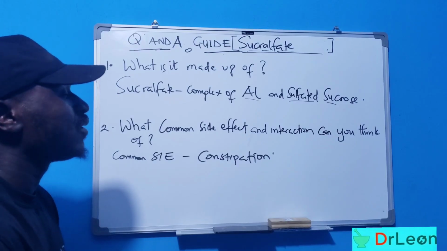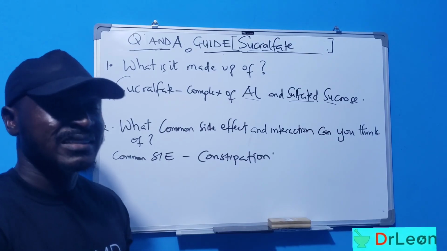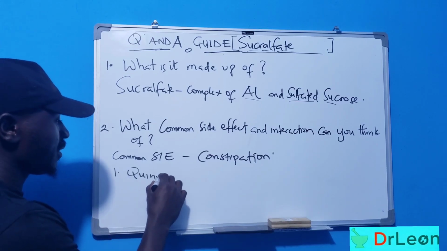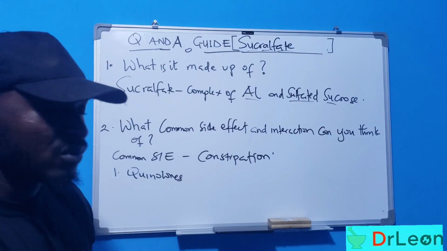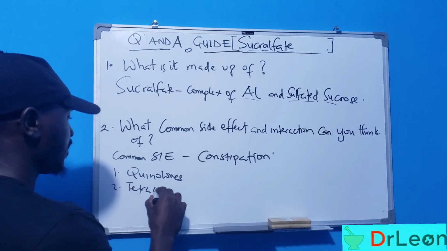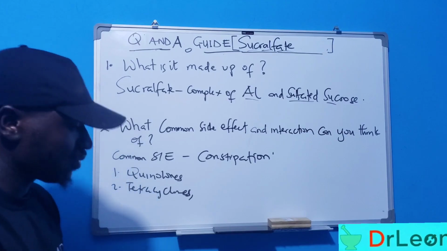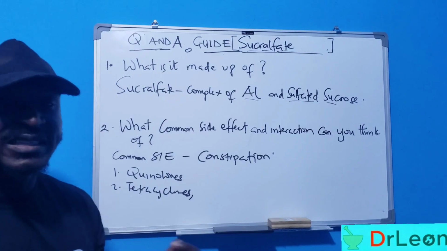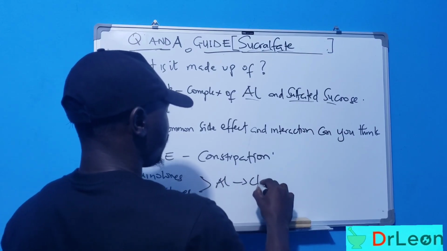And then based on the aluminium that they contain, one interaction is, or drugs that they can interact with include the quinolones that we talked about, your ciprofloxacin and norfloxacin, or your tetracyclines like doxycycline. So these drugs, as we said, because of the aluminium, they form a chelate with the aluminium.